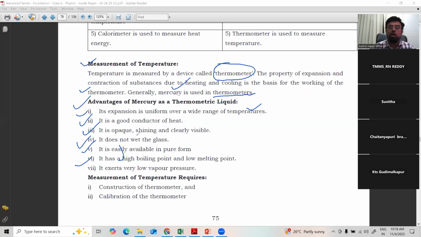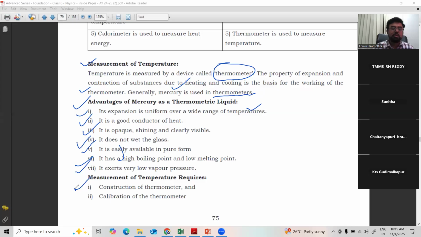It has a high boiling point and low melting point. It can go up to around 1300 degrees Celsius. Because of that also, it is taken as a liquid in thermometers. It exerts very low vapor pressure. Pressure also it won't give much. It can withstand lower pressure also.